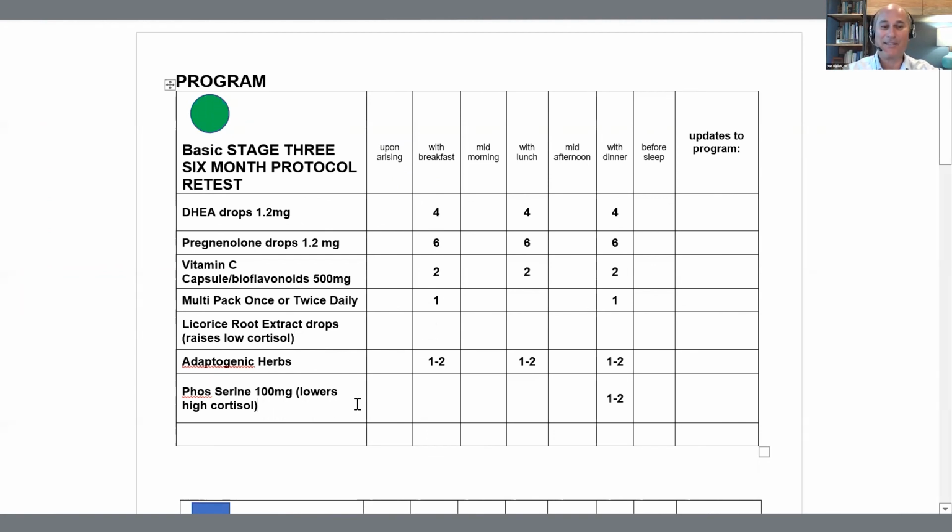Can you use phosphorine? Yeah, you can, because it lowers high cortisol. Usually I don't give it to people all the time, like breakfast, lunch, and dinner. That seems a little overkill, but you could certainly do lunch and dinner. So that phosphorine is going to lower cortisol, and the DHEA will help lower the cortisol. The pregnenolone will help support the high cortisol production so it doesn't burn out. And then you've got your basic adrenal supports: the vitamin C, a multi-pack, and some adaptogenic herbs.